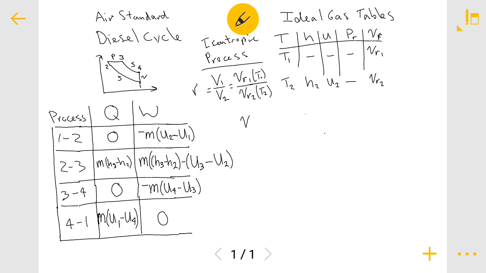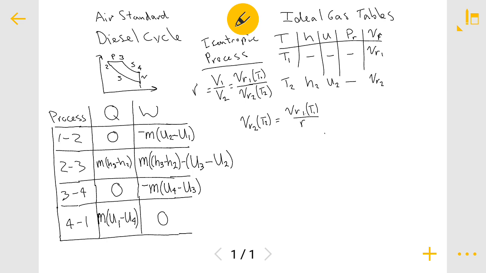So now I can solve for VR2, which is a function of T2, and equals VR1 divided by R. So I go to the tables with my T1, and I find the corresponding VR for that temperature. I divide it by my compression ratio. So if it was 10, I divide by 10, and then I get another VR. I find that VR in the table, and then I get whatever I need for that. So in this case, I would find the enthalpy or internal energy.